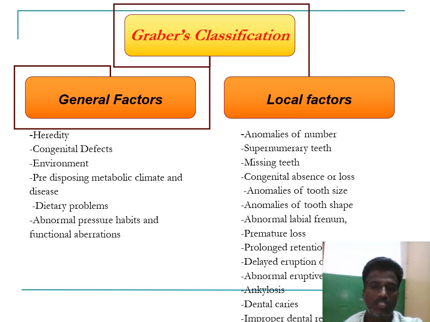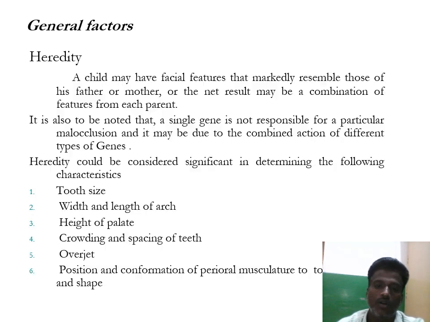Coming to Graber's classification, one of the most commonly used classifications. It is divided into general factors and local factors. General factors are heredity, congenital defects, environmental defects, predisposing metabolic climate and diseases, dietary problems, abnormal pressure habits and functional aberrations. Local factors are anomalies of number, supernumerary teeth, missing teeth, congenital absence or loss of teeth, anomalies of tooth size and shape, labial frenum, premature loss of deciduous teeth, prolonged retention, delayed eruption of teeth, abnormal eruption, ankylosis, dental caries, and improper restoration.